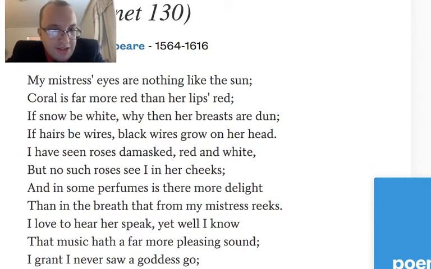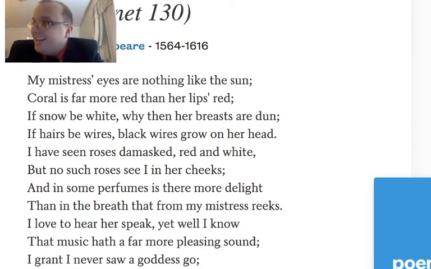I love to hear her speak, yet well I know that music hath a far more pleasing sound. I grant I never saw a goddess go. My mistress, when she walks, treads on the ground. And yet, by heaven, I think my love as rare as any she belied with false compare.